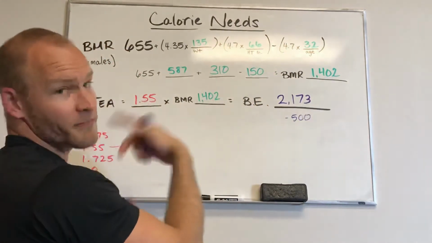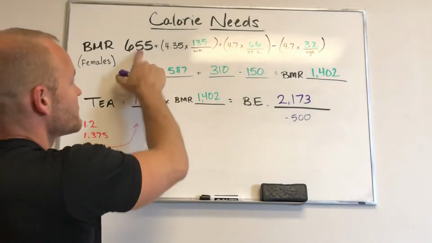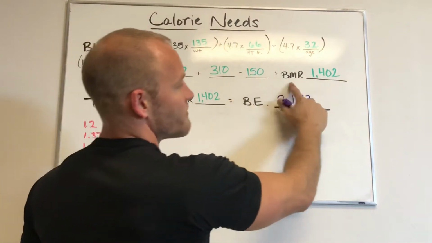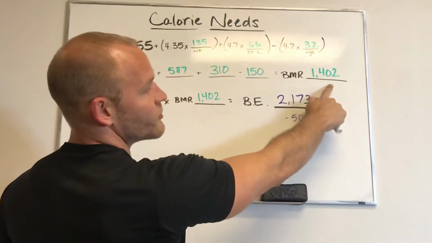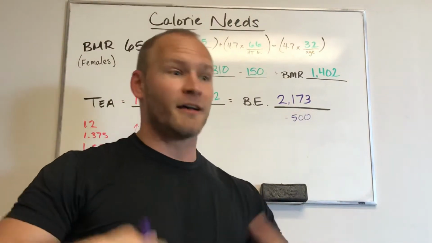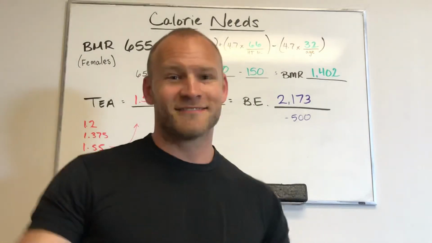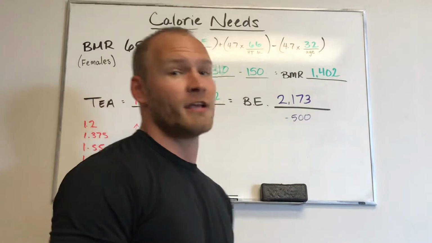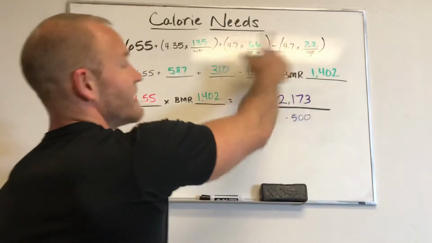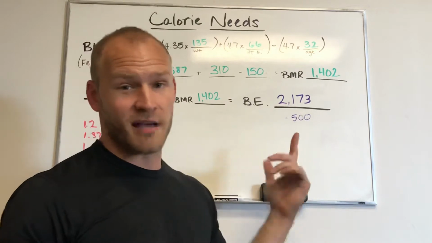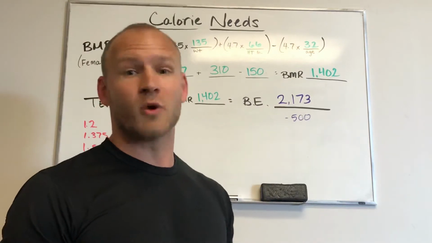So follow me here, I'm just taking the next step in the equation. 655 plus that, minus that, equals a basal metabolic rate of 1402. So 1400 calories just to stay alive and function to exist. So make sure you're keeping yourself at 1400 calories or more if you are similar to this lady. In case you are not following those same exact stats, you might want to do this equation on your own.